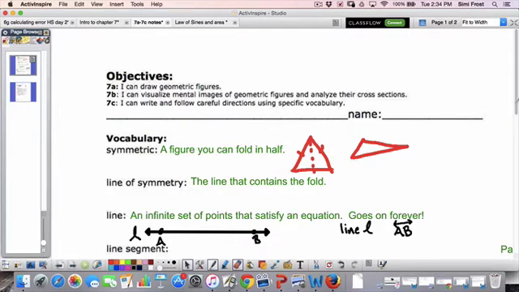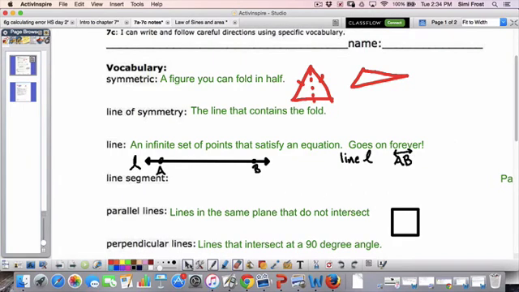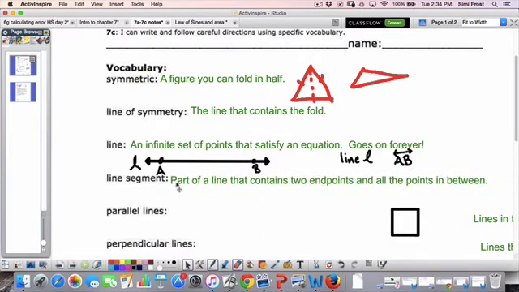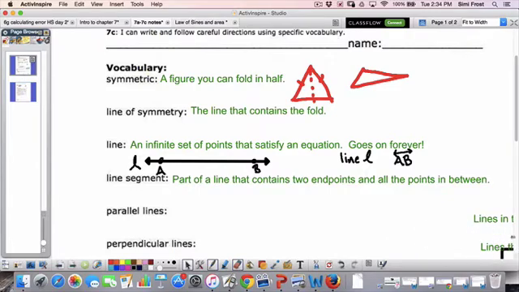And that's important to understand the difference because we're now going to talk about, let's move these over here so we're not distracted, but line segment. So line segment is part of a line that contains 2 endpoints and all the points in between. So for instance, on our previous line, we could have a line segment on this line that's just called AB, and it would be the 2 endpoints and all the points in between. So this orange figure here would be a line segment as opposed to the black one being a line.